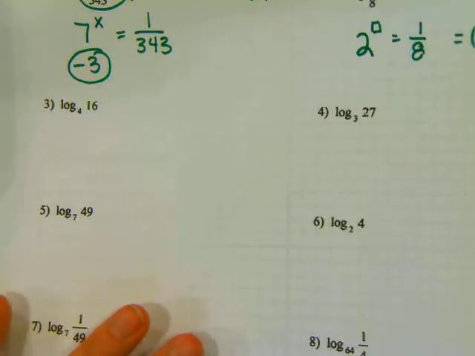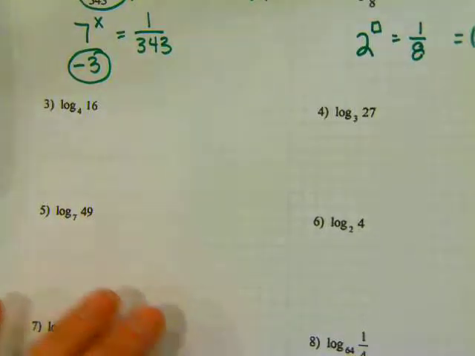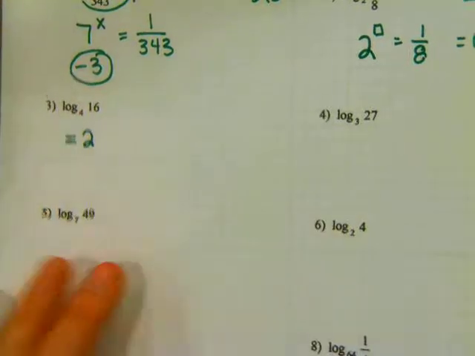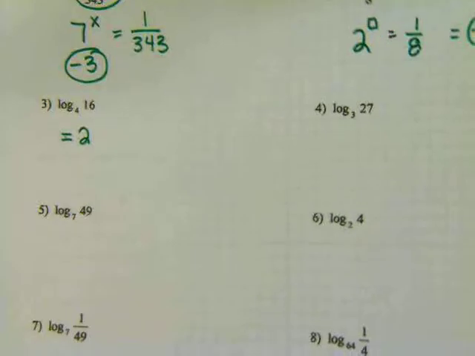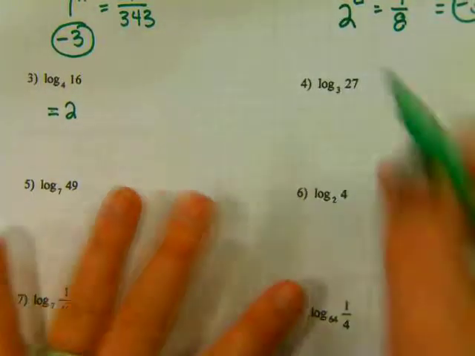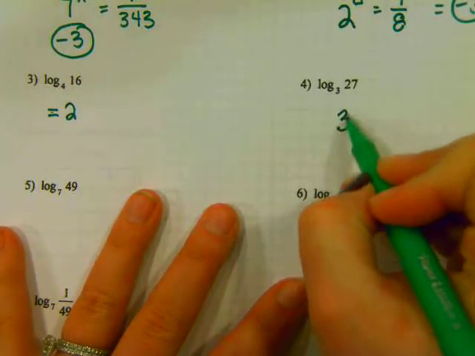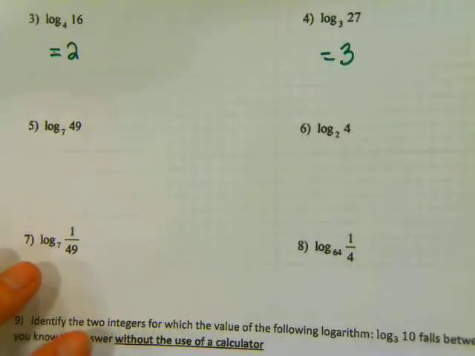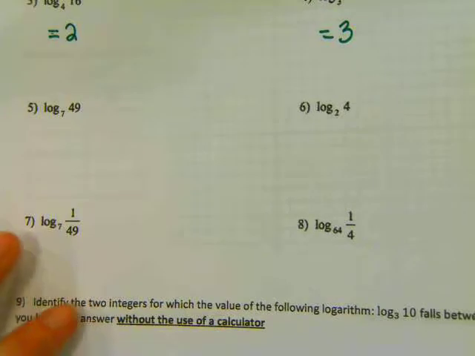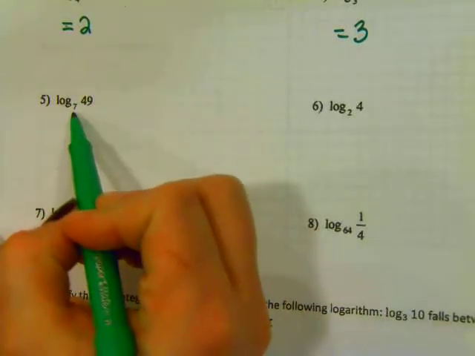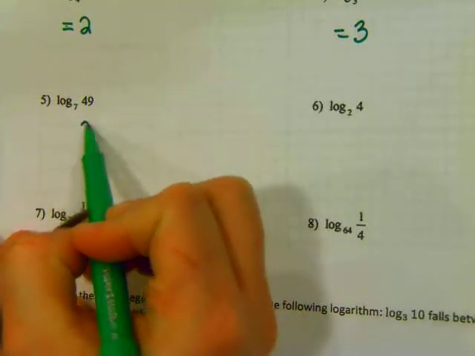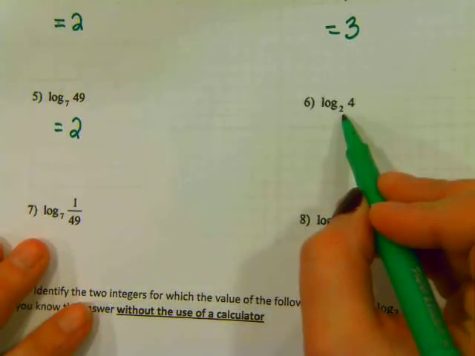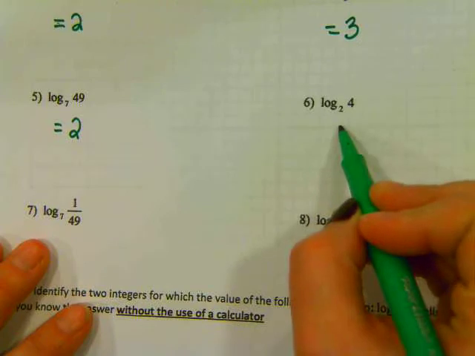Looking at number 3 here, 4 to what power would make 16? That's just 2. Looking at number 4, 3 to what power is 27? That's just 3. So again, you're kind of converting in your head. You don't always have to write out the exponential form, but here, 7 to what power is 49? That's 2. Here, 2 to what power is 4? That's also 2.